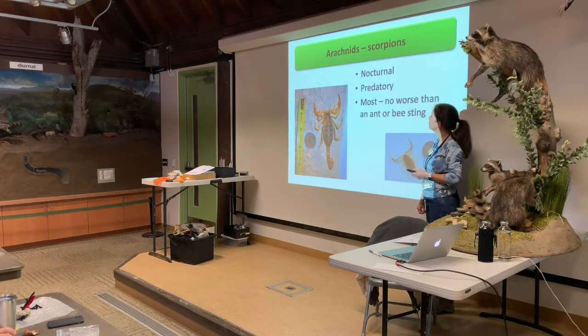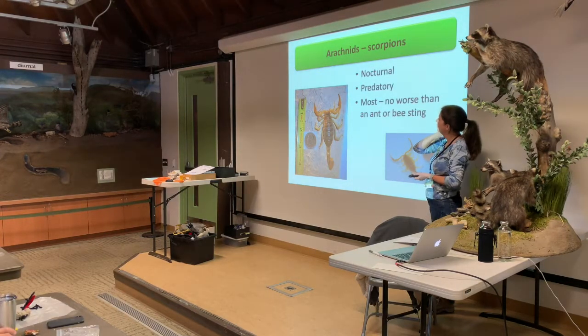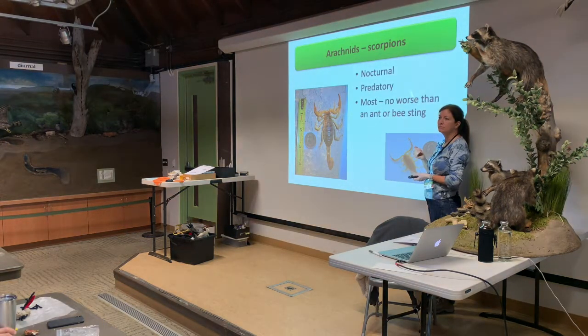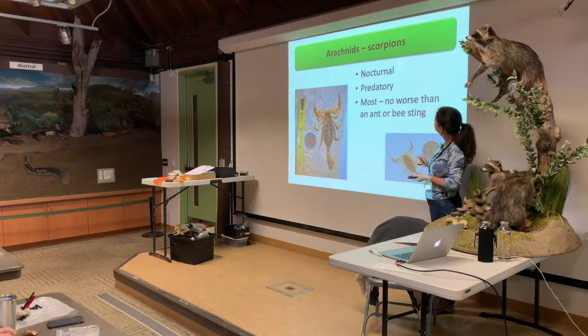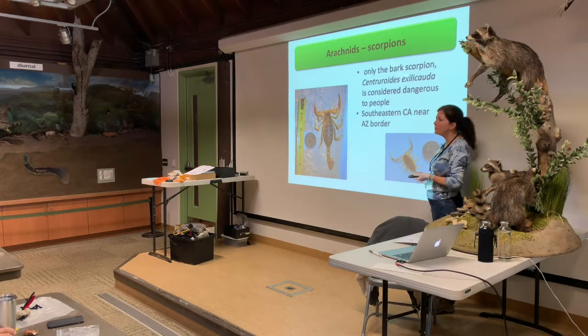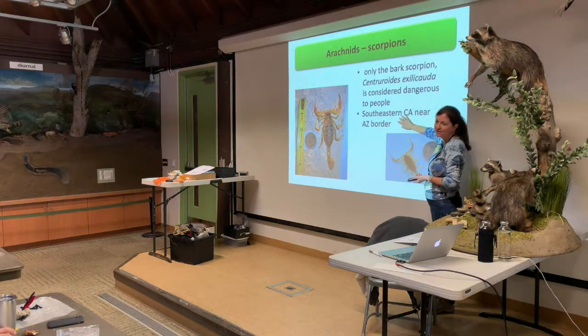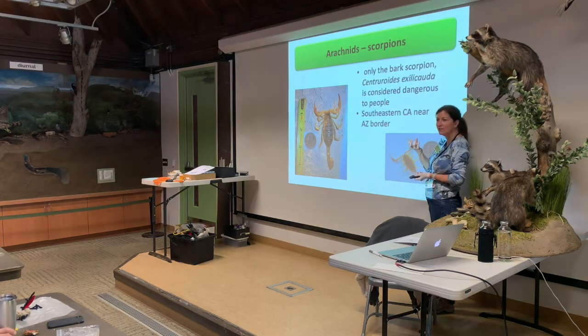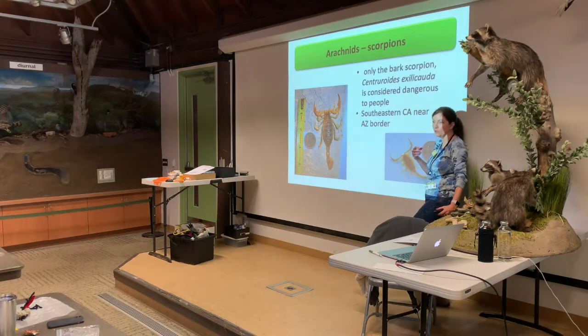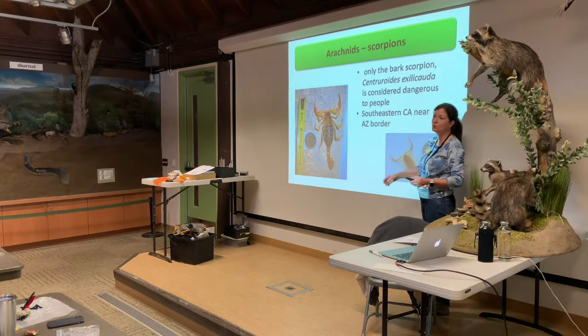Let's take a closer look at our scorpions. They tend to be nocturnal. They're predatory. Most are no worse than a bee sting. Not a big, huge deal. With the exception of the bark scorpion, which you're pretty much only going to find in southeastern California near the Arizona border. If you grew up in Tucson where I did, they're in your house. They cling to the undersides of things, so you're always kicking wood over when you're emptying your shoes out.